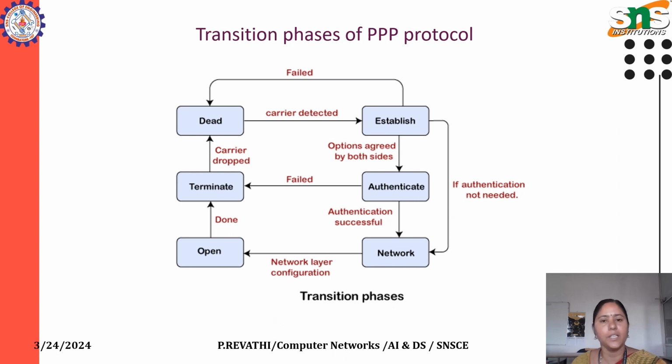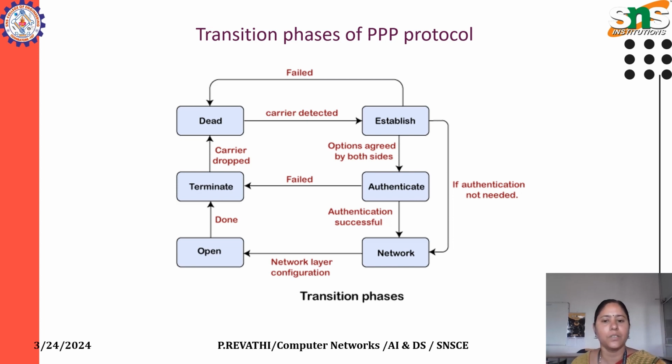Dead. Dead is a transition phase, which means that the link is not used or there is no active carrier at the physical layer. Established. If one of the nodes starts working, then the phase goes to the established phase. In short, we can say that when the node starts communication or carrier is detected, then it moves from the dead to the established phase.